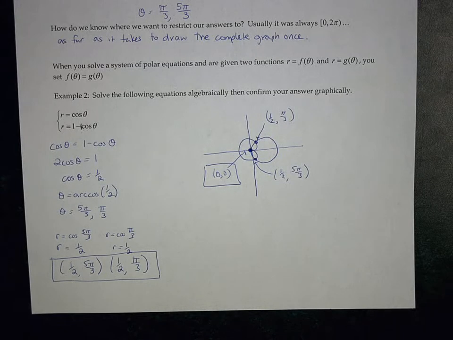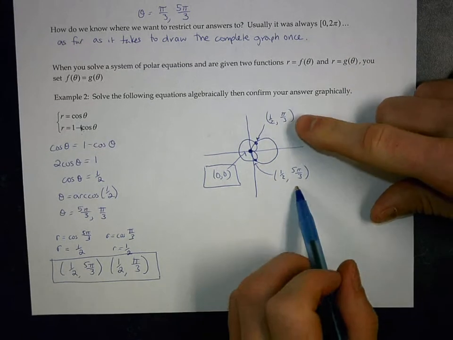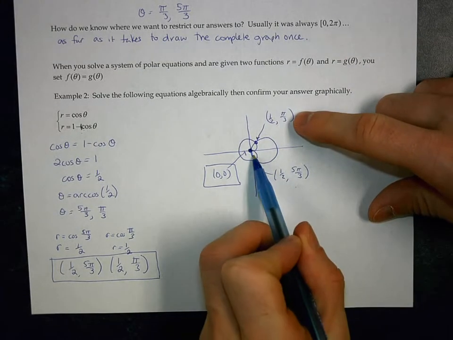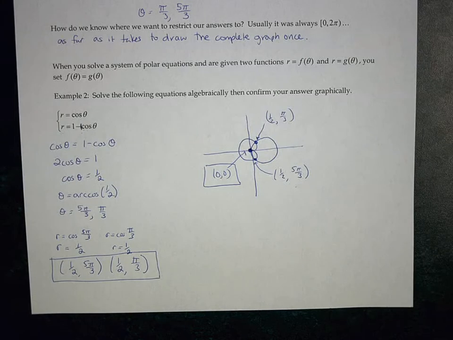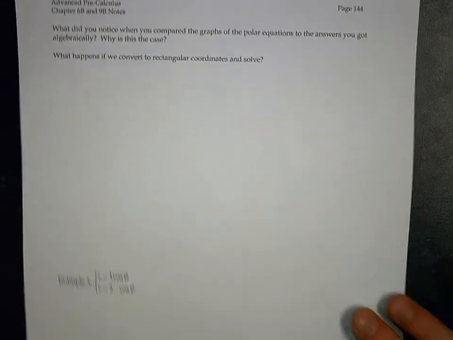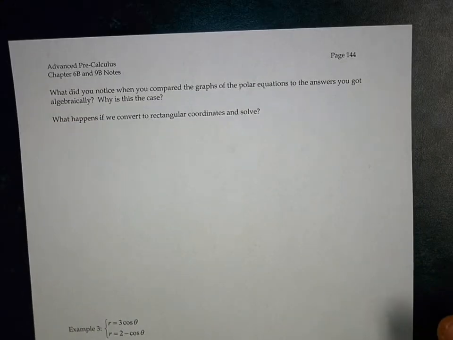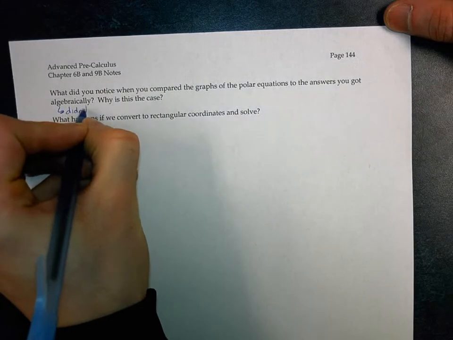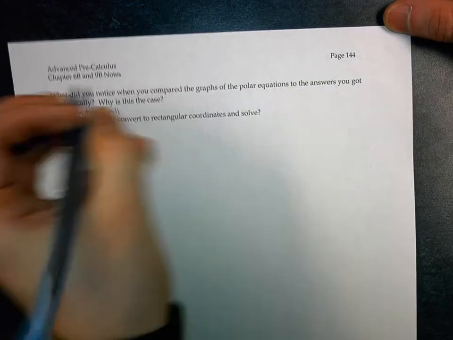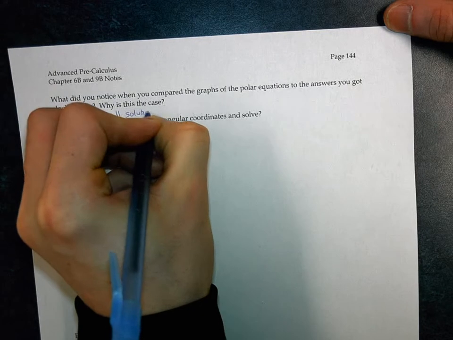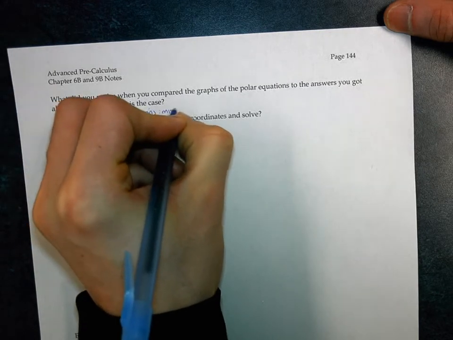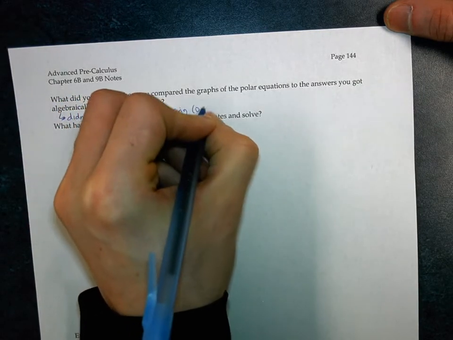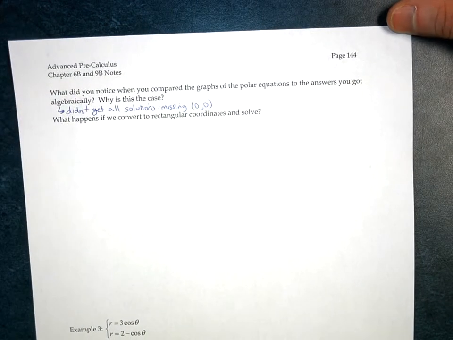And so that's one of the issues that we're going to run into as we solve these polar graphs. The first two came up with no problem, but the third one didn't. Now, as we look at that, why is that the case? And what was the issue we ran into? Well, we noticed we didn't get all solutions. We were missing that point 0, 0, or we were missing the pole.